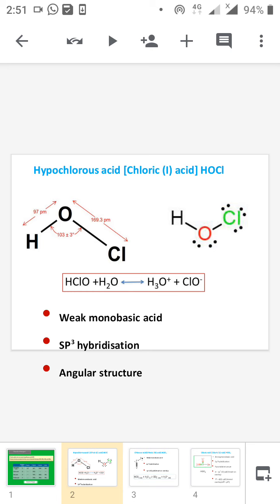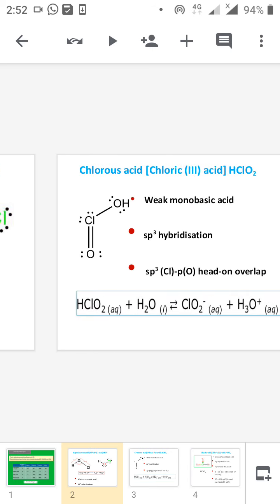So here, the chlorine is represented by the green color, and there are 3 lone pairs present, and these 3 lone pairs exist in the sp3 hybridized orbitals, and one orbital is used for forming the sigma bond with the oxygen atom.